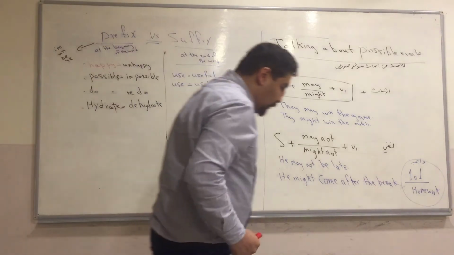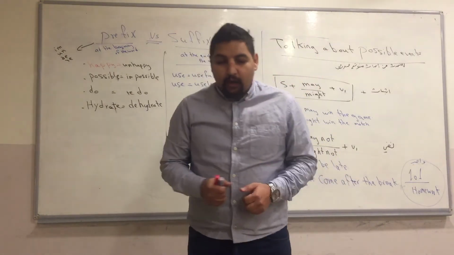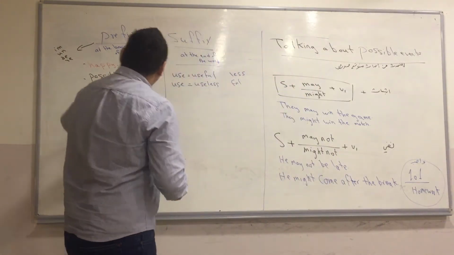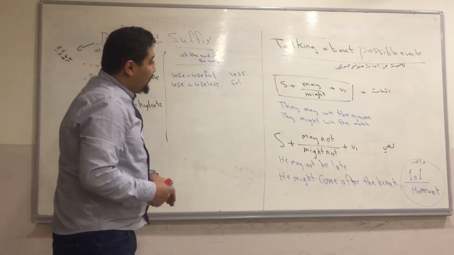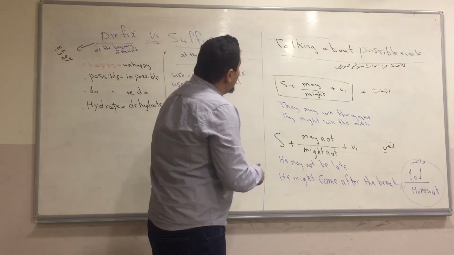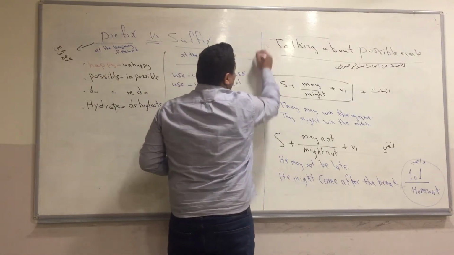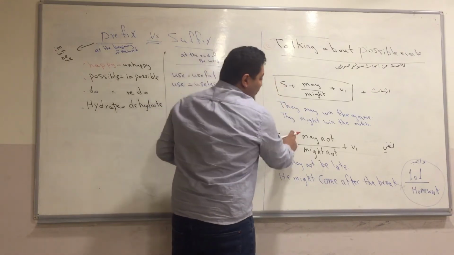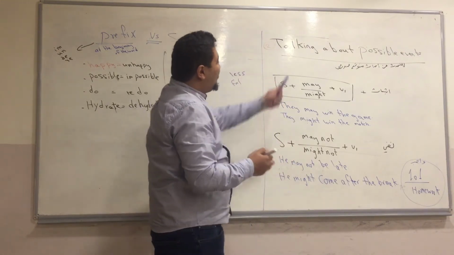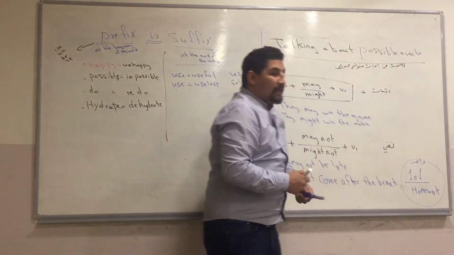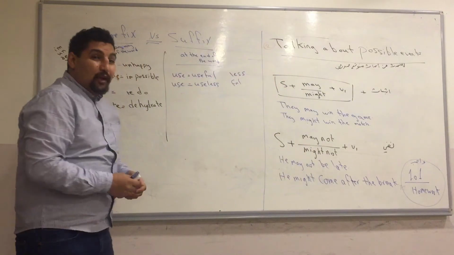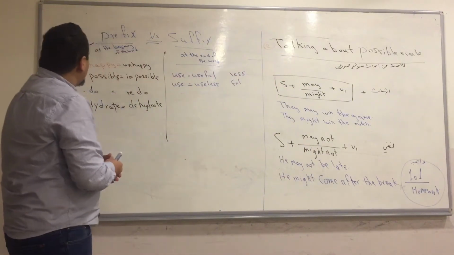Hello students, today we'll be talking about two important topics. Topic number one is prefix and suffix. Topic number two is how to use may, might, may not, and might not when we talk about possible events in the future. Well, let's start with suffix and prefix.